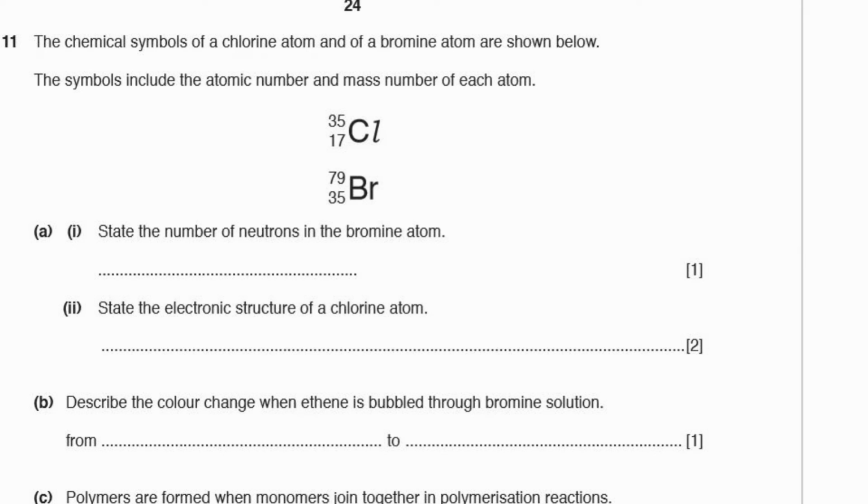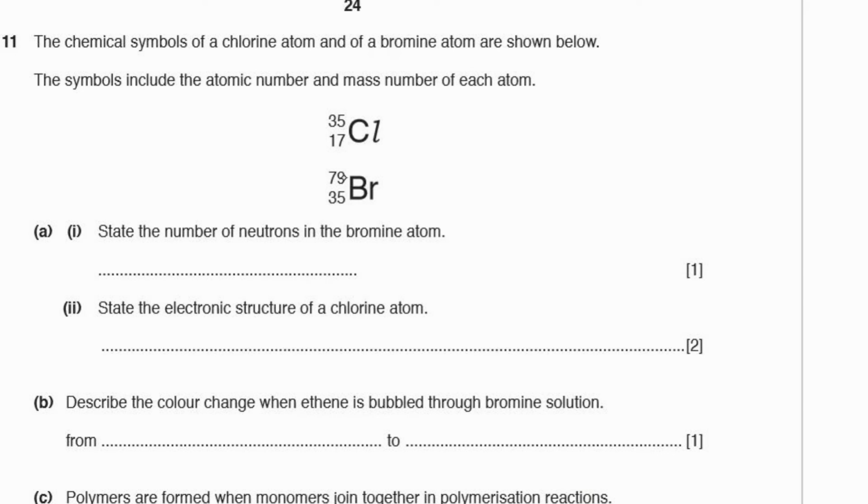Question 11. The chemical symbols of a chlorine atom and of a bromine atom are shown below. The symbols include the atomic number and the mass number of each atom. Okay, we have chlorine with a mass number of 35, an atomic number of 17, and bromine with a mass number of 79 and an atomic number of 35. Okay, the atomic number also can be called the proton number. All right, so state the number of neutrons in the bromine atom.